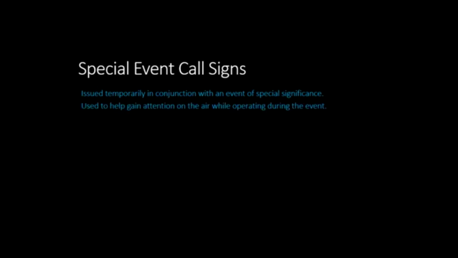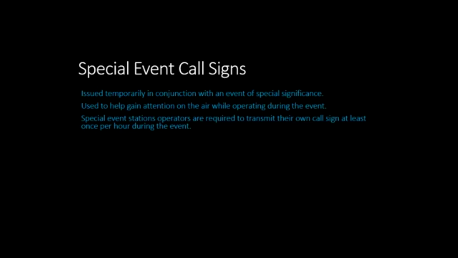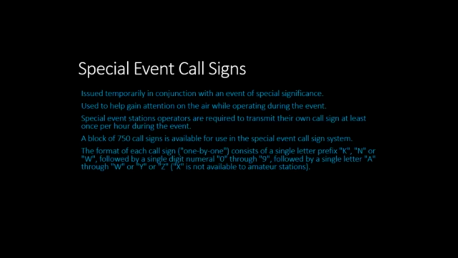Special event call signs, we're in the home stretch here. They're issued temporarily in conjunction with an event of special significance. They're used to help gain attention on the air while operating. And special event station operators are required to transmit their own call sign at least once per hour during the event. A block of 750 call signs are available. And here's the format. So basically it's a 1-by-1 call sign. You can get it with a single letter.